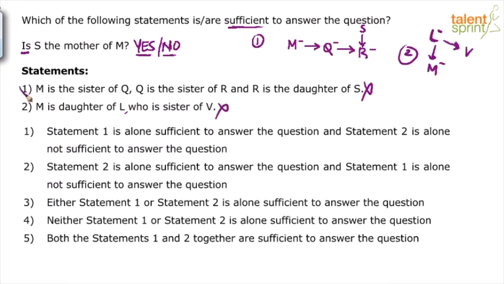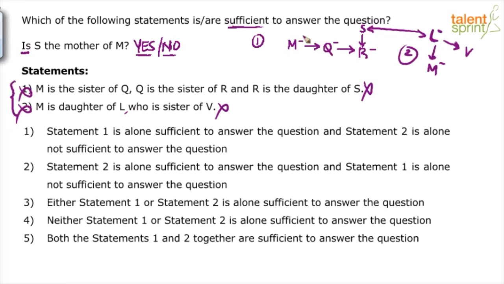So 1 alone is not sufficient, 2 alone is not sufficient. And you very well know that when the statements independently fail to give the answer, we go for combination. Now try to combine the statements. If you combine the statements, what happens? See, from statement 1 we know that M is the daughter of S. From statement 2 we know that M is the daughter of L. So clearly S and L are husband and wife.